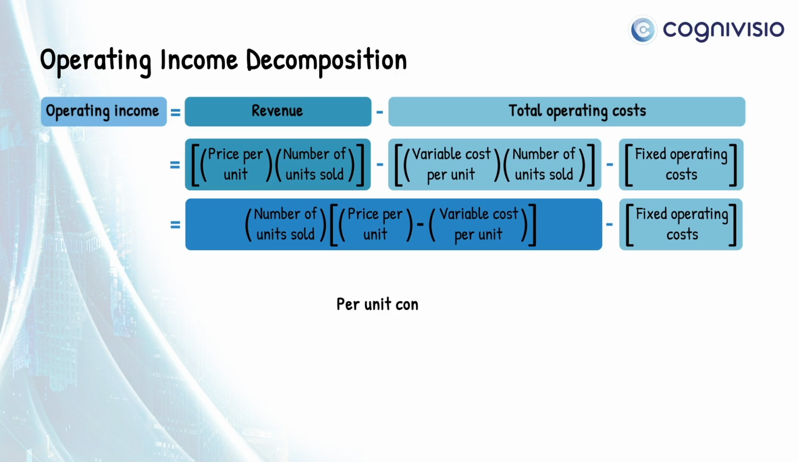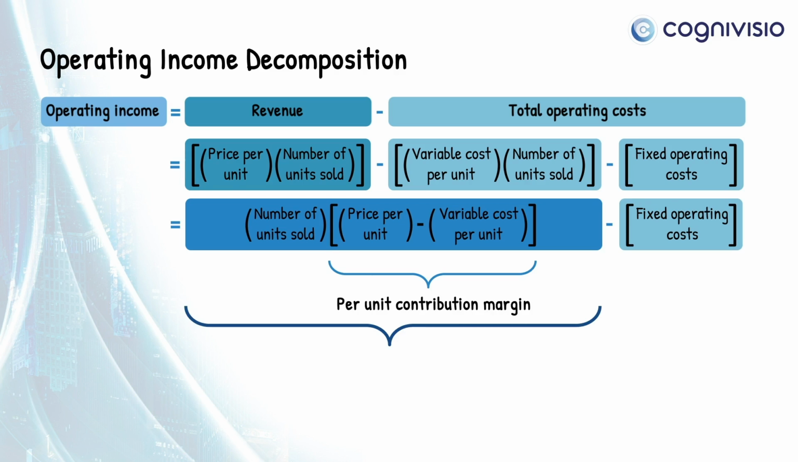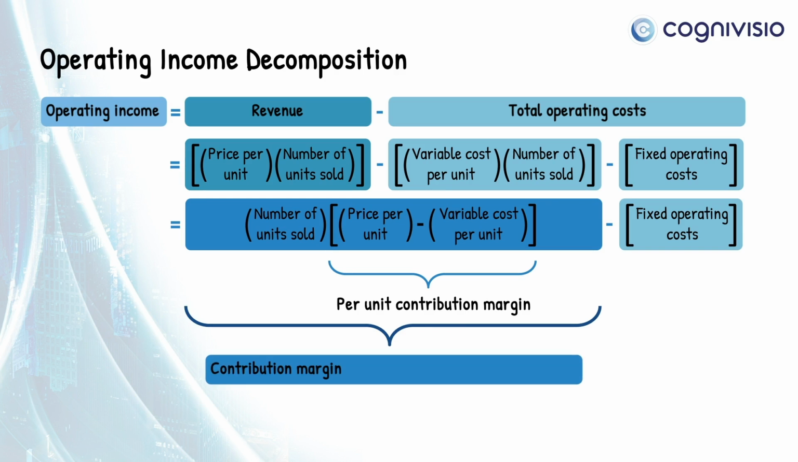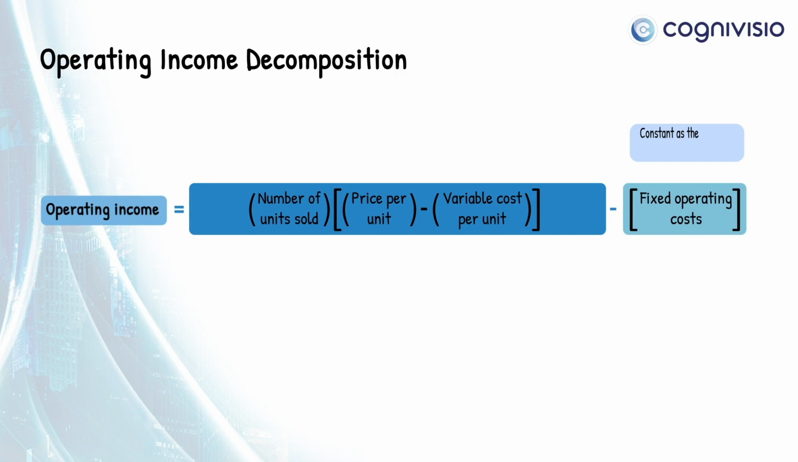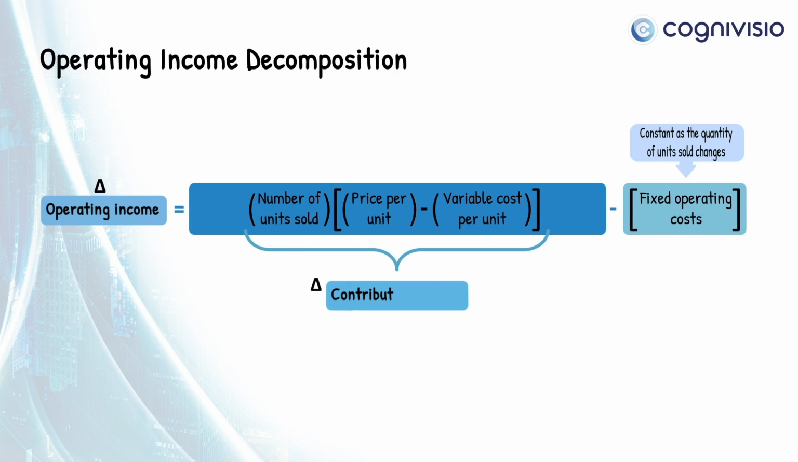This is the per unit contribution margin, which is calculated as the difference between the price per unit and the variable cost per unit. Multiplying this difference by the number of units sold results in the contribution margin. In other words, it is equal to the total revenue minus total variable costs. Fixed costs remain constant as the quantity of units sold changes. Therefore, notice that the operating income changes by the contribution margin.